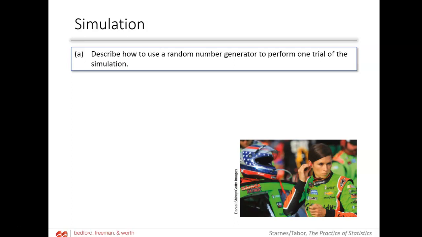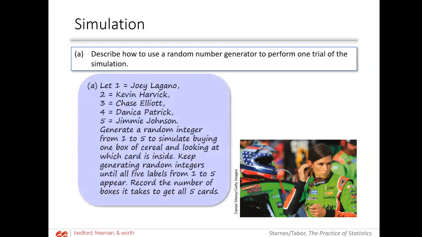So first, we're going to describe how to use a random number generator to perform the trial. What they're saying is assign a number 1 through 5 to each of those drivers, generate a random integer from 1 to 5 to simulate buying a box of cereal and looking at which card is inside. Keep generating numbers until all 5 labels from 1 to 5 appear. Record the number of boxes it takes to get all 5 cards.